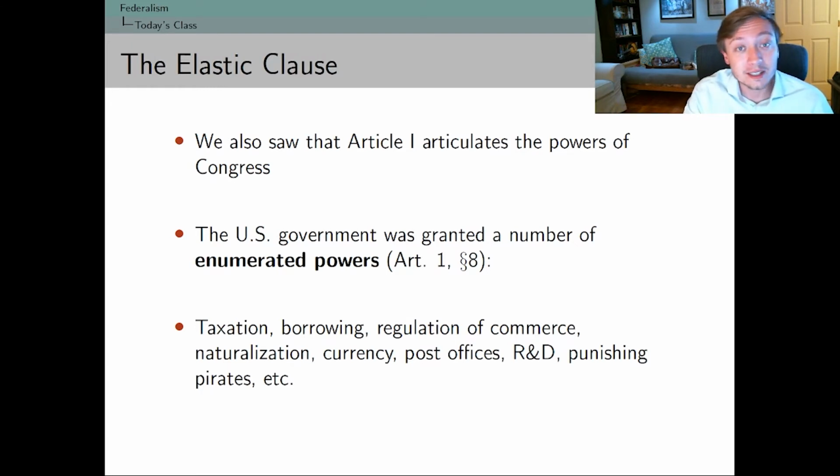However, you can see that this is actually a pretty short list, and it doesn't include a lot of the things that we would consider to be important for government today. For example, you might look at this list and think to yourself, where's healthcare?